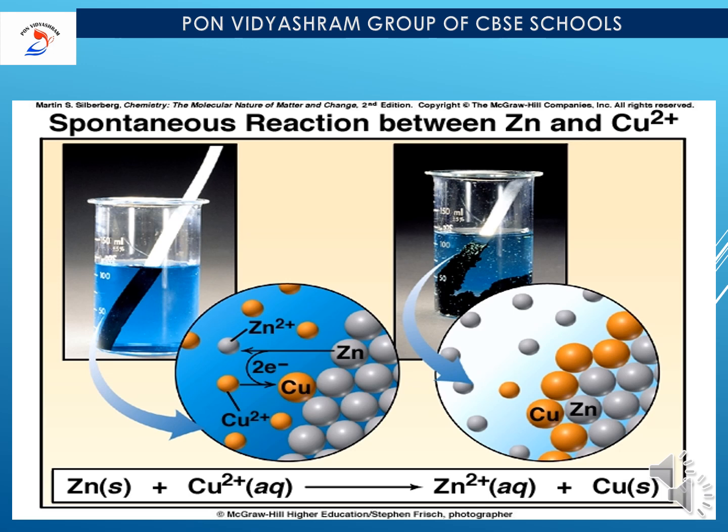Once the zinc electrode loses its electron, it will convert into Zn2+. So Zn2+ starts dissolving in the electrolyte. Once it starts dissolving in the electrolyte, the size of the electrode will be reduced.